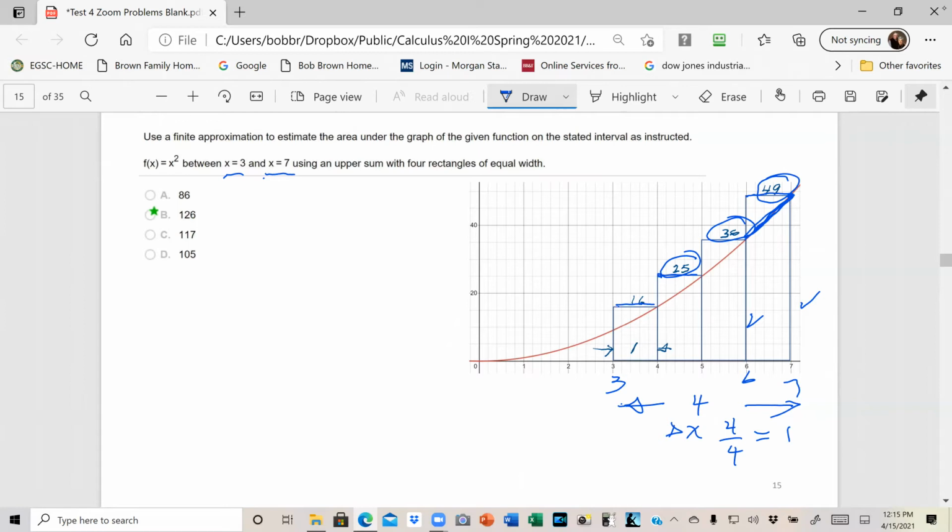And since the width of each rectangle is 1, the area is going to be 16 plus 25 plus 36 plus 49, which is equal to 126. And this will be an upper bound.